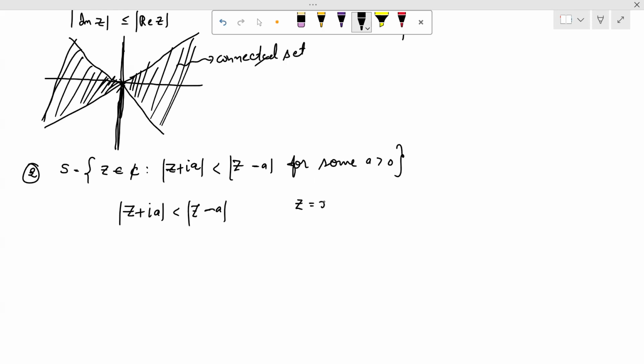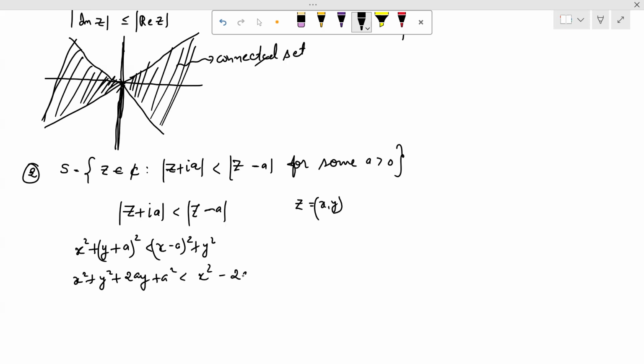Just think about it. Take z equal to x plus iota y. So what will it give you? It will give you x square plus y plus a whole square less than x minus a whole square plus y square. And then you can do a little bit of mathematics here. It will give you x square plus y square plus 2ay plus a square less than x square minus 2ax plus a square plus y square. So y square cancels y square, x square cancels x square, a square cancels a square, and you can clearly write that y is less than minus x.